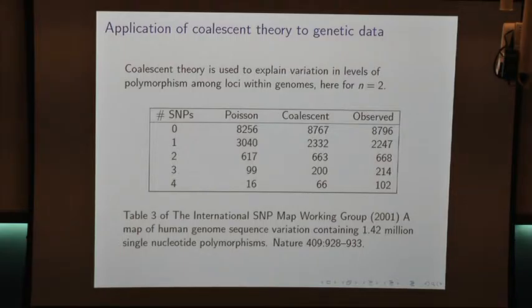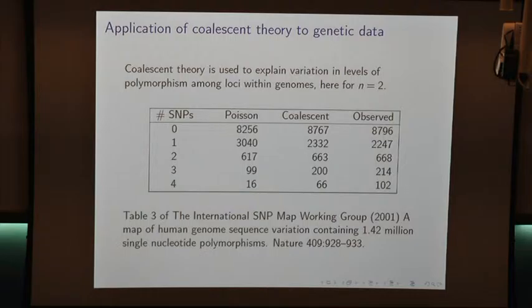And they did another model. Instead of the Poisson, they used the coalescent model that I just described. And you can see the coalescent model does better, right? It has something close to the observed numbers of zeros, ones, twos, threes. Maybe it's a little shy once you get up to the four category. But it's a lot better than the Poisson distribution.